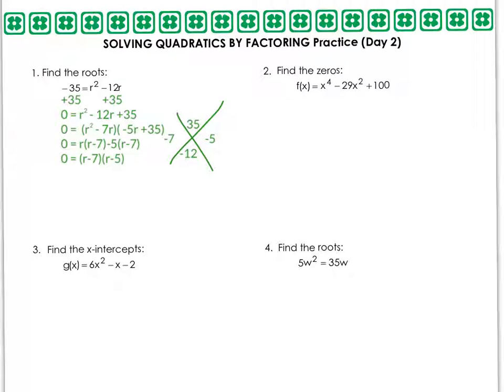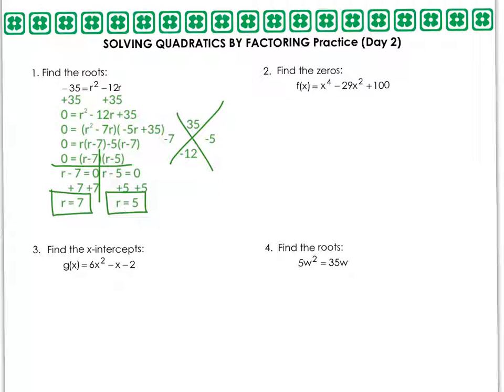We have to set up the t-chart to separate the factors. And once you do that and set each equal to 0, we can solve. On this left side, I'm going to add 7 to both sides so that r is by itself. So I get r equals 7, and then on the other side, I'm going to add 5 to both. And I get r equals 5. So those are my two answers.